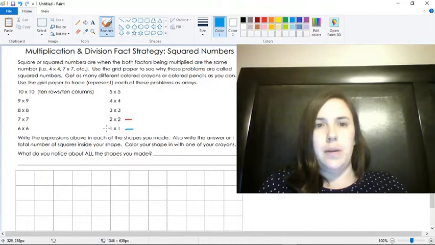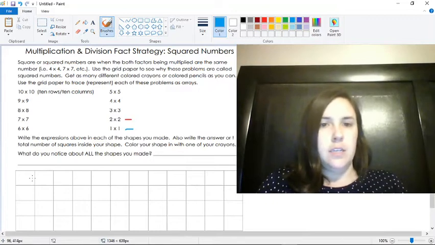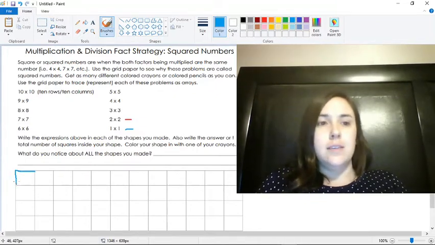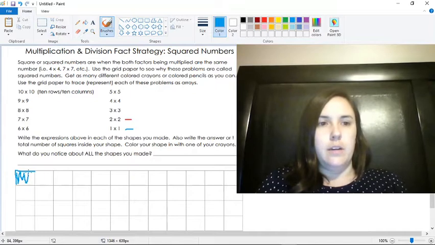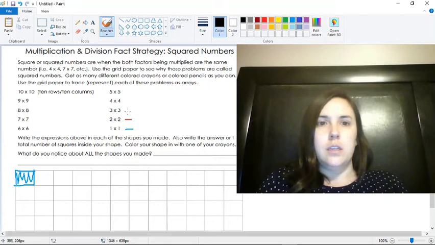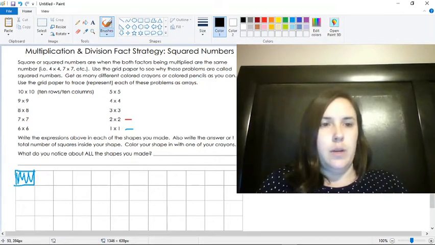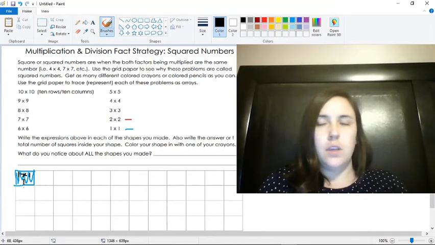So let's start with 1 by 1. This means the length is 1 and the width is 1. So I'm going to find any of these squares and I'm going to trace. Here's a width of 1. Here is a length of 1. So if I want to fill this in, I'm going to fill in just this one square. Now they want us to put the expression, which is 1 times 1, 1 by 1, in here. And then they also want us to put the area. How many total squares are inside of my shape? Just 1. Interestingly enough, 1 times 1 equals 1.